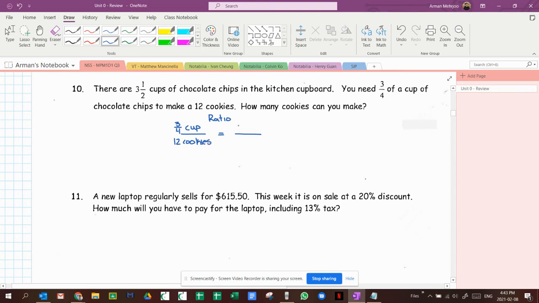Over here, I'm going to put how many cups of chocolate chips I have. So I have 3.5 cups of chocolate chips. And I have no idea how many cookies it can make. So I'll leave that as X. And I'll say let X be the number of cookies that 3.5 cups can make.